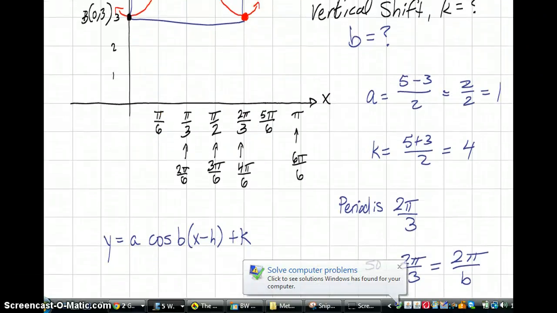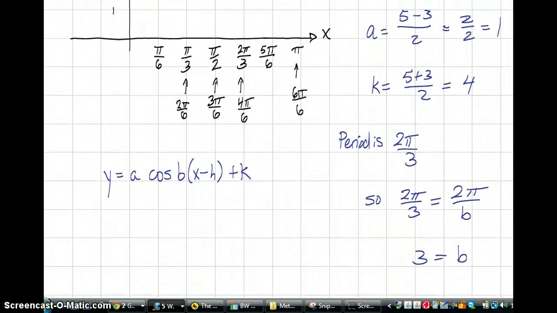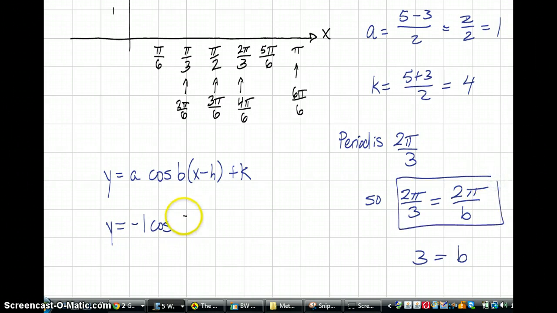You should have found that A is 1, and of course we talked about the cosine graph being flipped, so we're going to let it equal -1. The value of B is 3, found by that. The period is 2 pi over 3, set that equal to 2 pi over B to get that. No horizontal shift, and then K is 4.